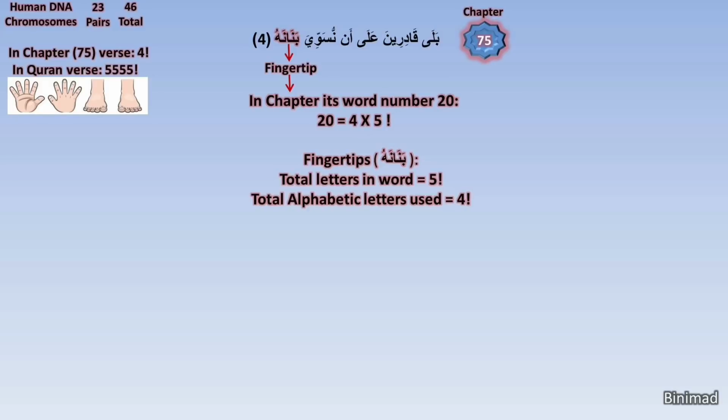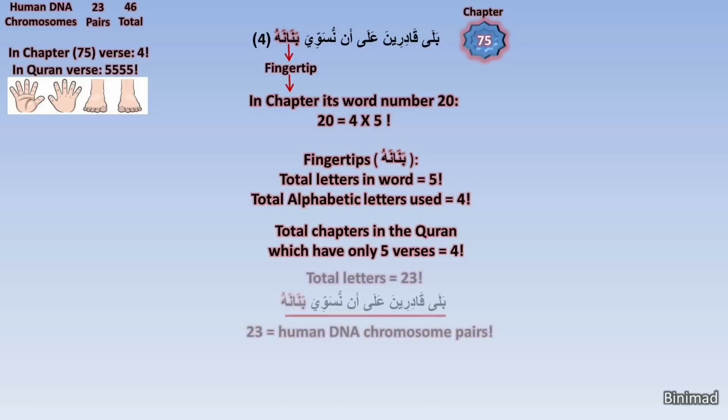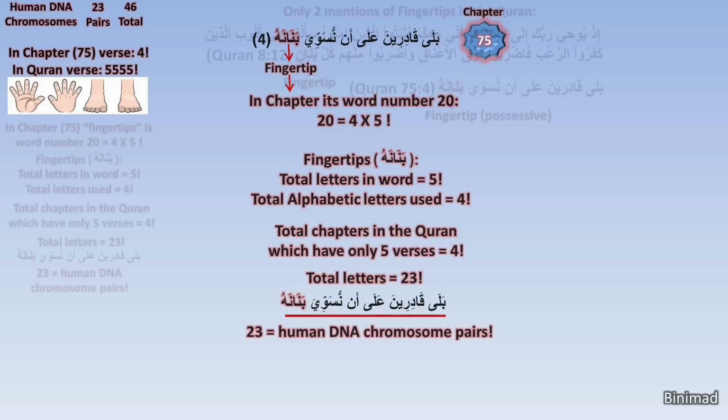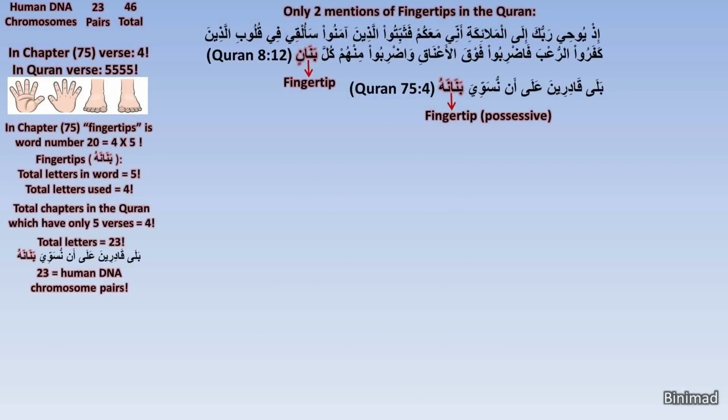Now, having mentioned all that we have about fingertips, let me add my own observations to this. In total, there are only 4 chapters in the Quran that have 5 verses each. Subhanallah. But let's get back to the finds of Quran Way, who use grammar rules when counting. They note that this verse is amazingly 23 letters. Furthermore, this word for fingers is also mentioned in one more other verse in the Quran. So we go to that first mention of fingertips in the Quran, which was in verse 12 of chapter 8. The last verse which mentioned fingertips is the verse we addressed, which is verse 4 in chapter 75.